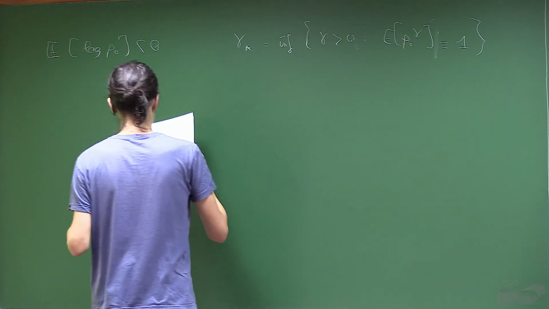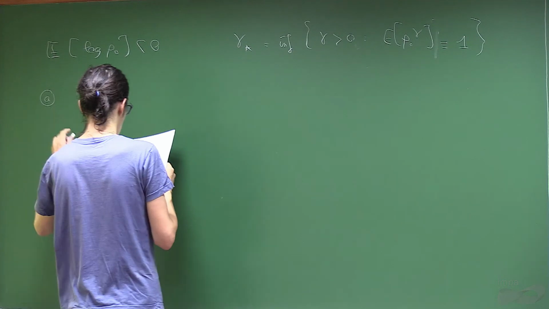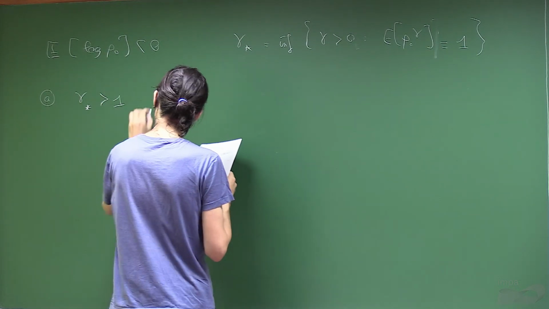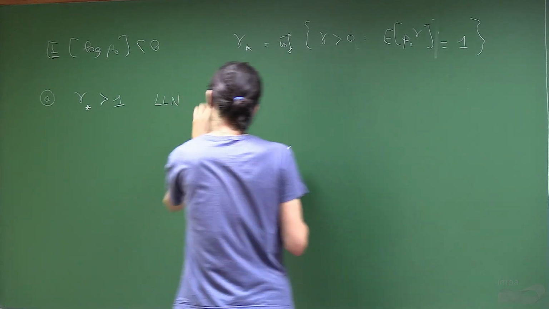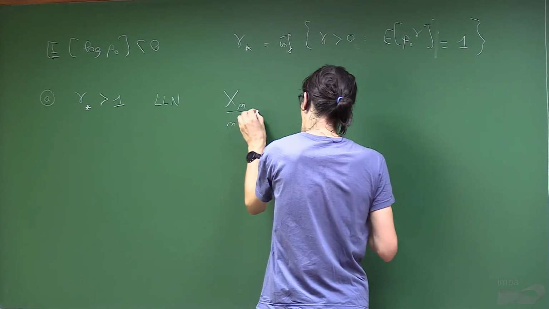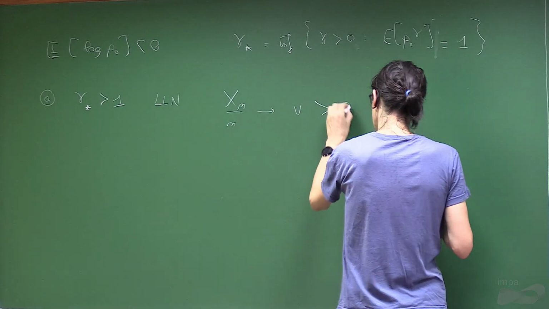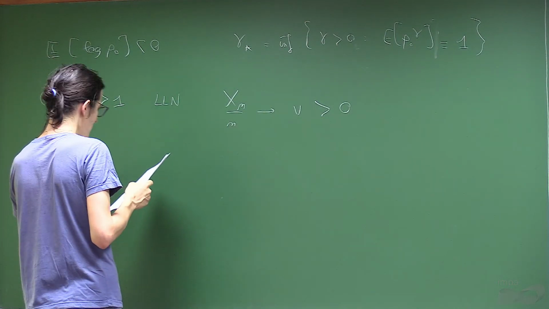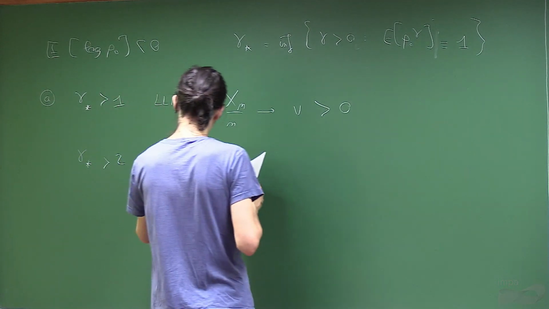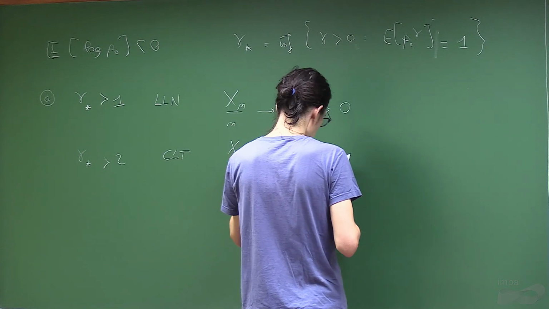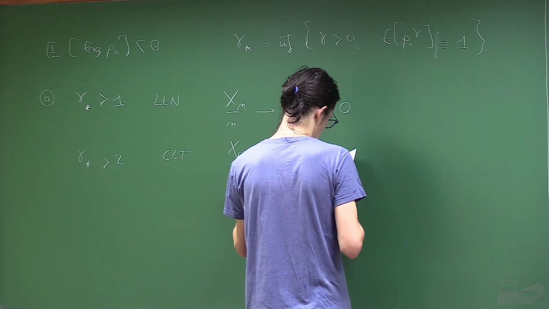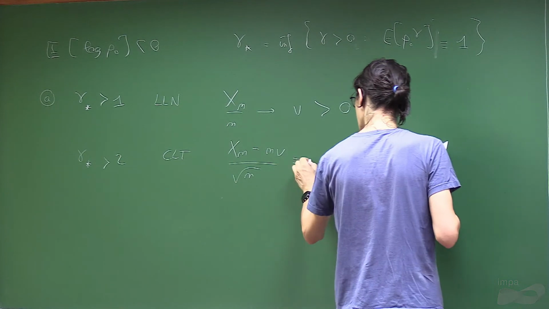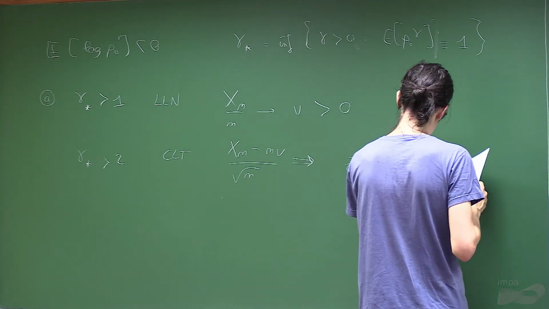And we have seen basically so far three cases. First, when gamma star is larger than 1, you have a law of large numbers, meaning that Xn over n converges to some positive v. When gamma star is larger than 2, on top of that you have a CLT, in the sense that (Xn minus nv) divided by square root of n converges to Z, where Z is Gaussian.